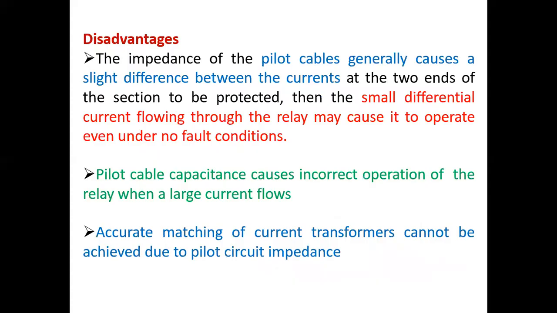The disadvantages of differential relay. The impedance of the pilot cables generally causes a slight difference between the currents at the two ends of the section to be protected. Then the small differential current flowing through the relay may cause it to operate even under a no fault condition. Pilot cable capacitance causes incorrect operation of the relay when a large current flows. The third disadvantage: accurate matching of current transformers cannot be achieved due to pilot circuit impedance.